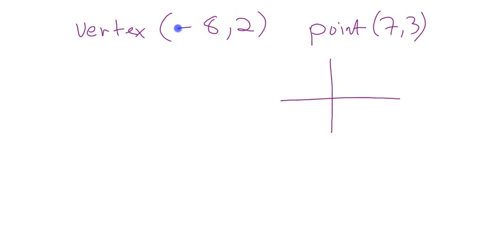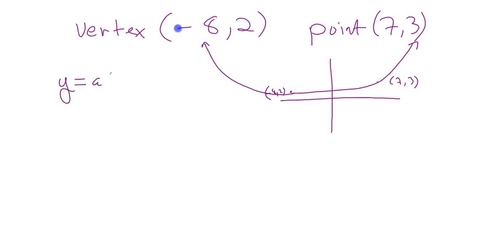So negative 8, 2, and I have a point at 7, 3. Okay, so does this open up or down? Opens up. Is it expanded or compressed? It's very much compressed, right? This is why we don't use expanded or compressed, because you start thinking horizontally, right? Horizontally it is expanded, but in a vertical direction it's been compressed. That's why I hate using those.